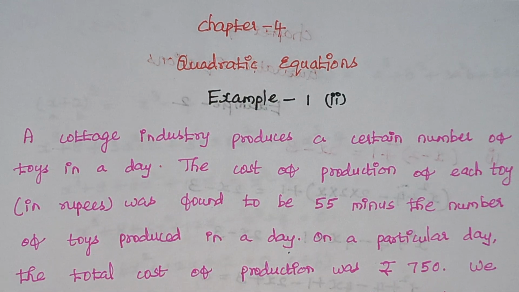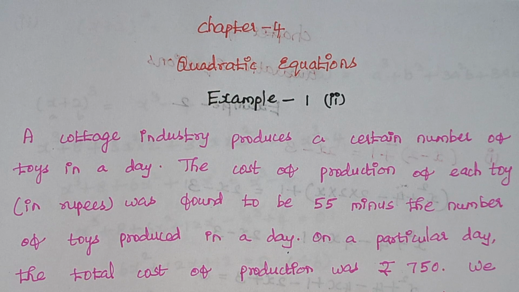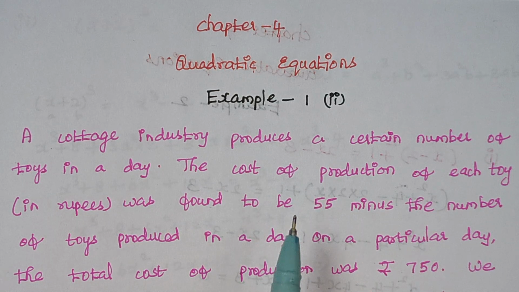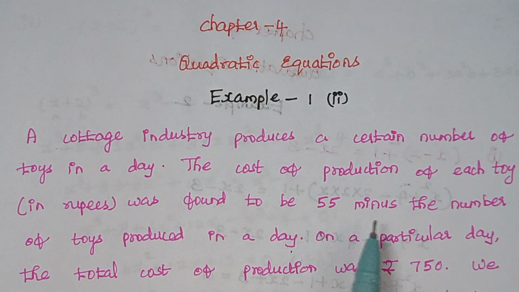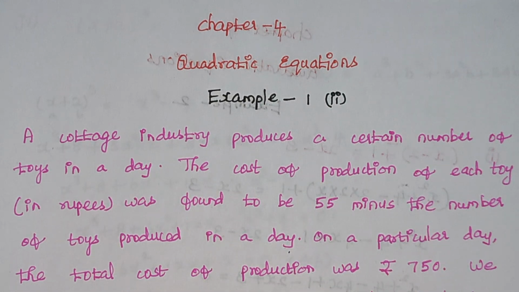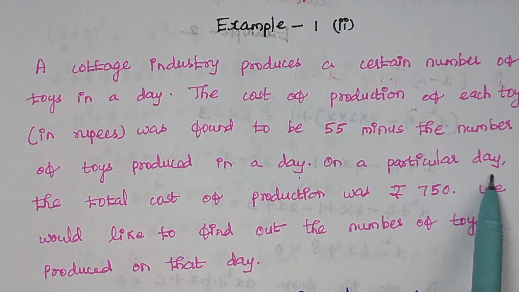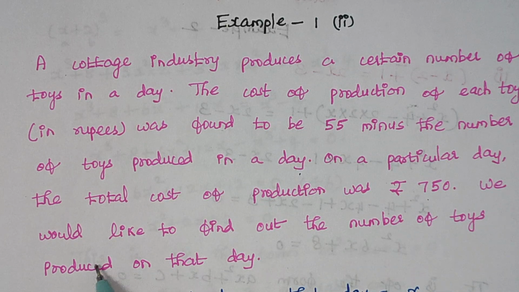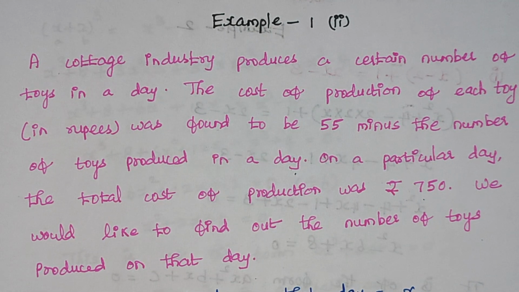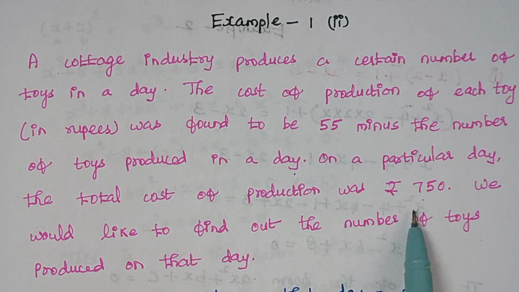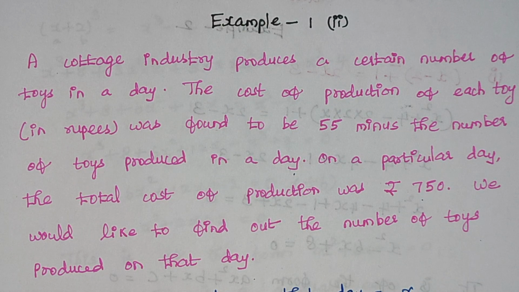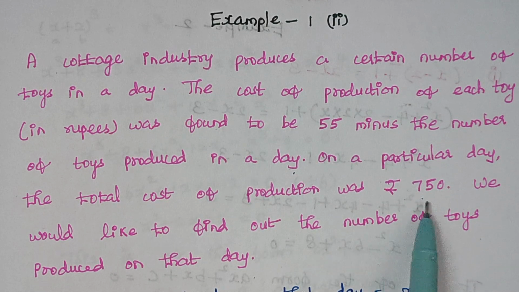A cottage industry is an industry which produces some toys in a single day. The cost of production of a single toy is calculated by 55 minus the number of toys produced in a day. On a particular day, the total cost of production was 750 rupees. We would like to find out the number of toys produced on that day, where the production cost is 750 rupees.